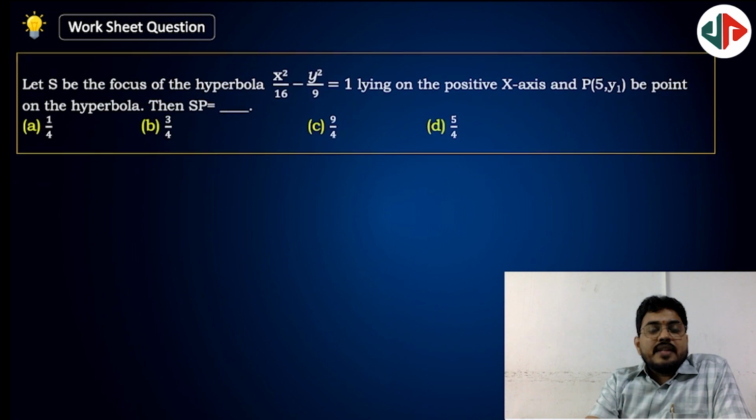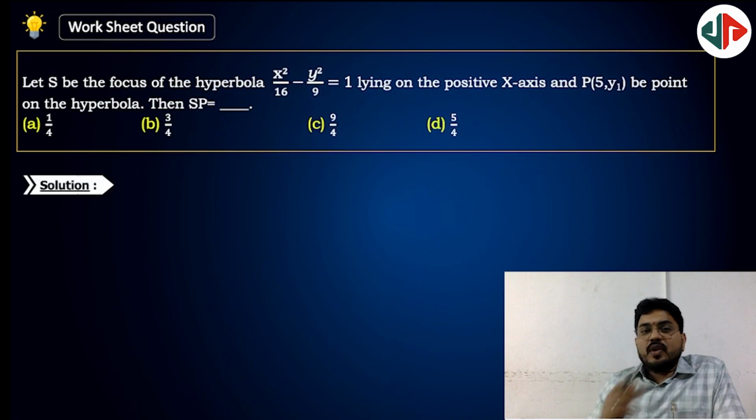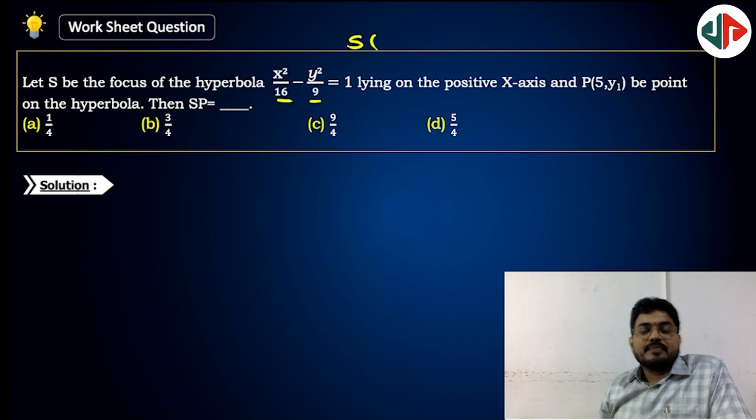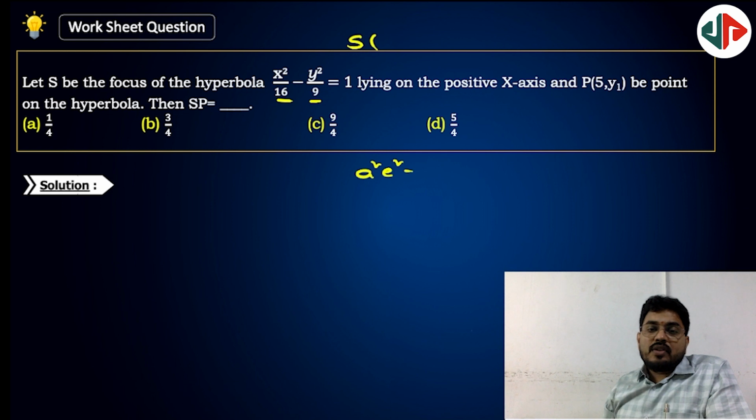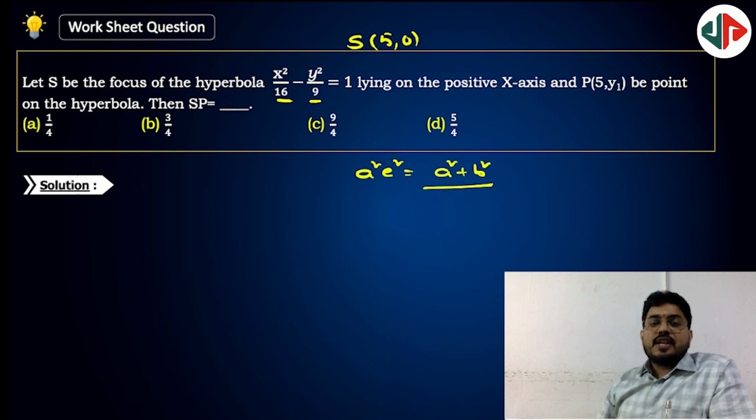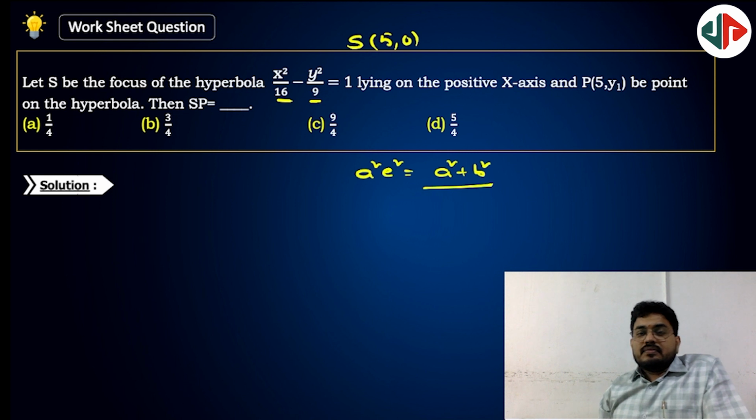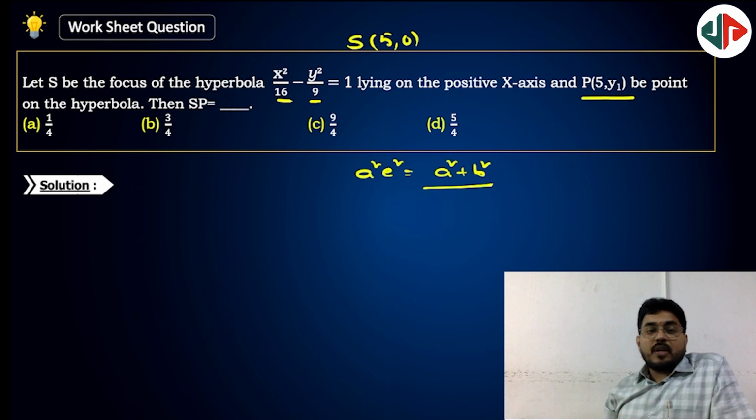Next question is, let S be the focus of this hyperbola. So what is the focus? Root over a square plus b square, that is ae. a square e square is equal to a square plus b square. So the focus is (5, 0). And P (5, y1) is a point on the hyperbola.